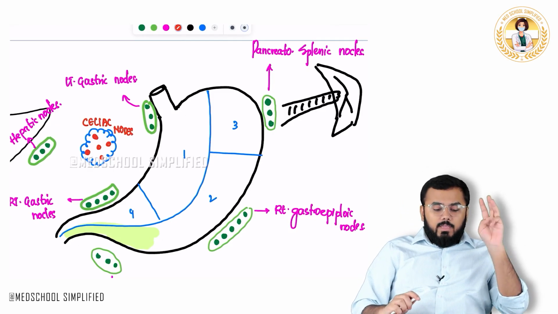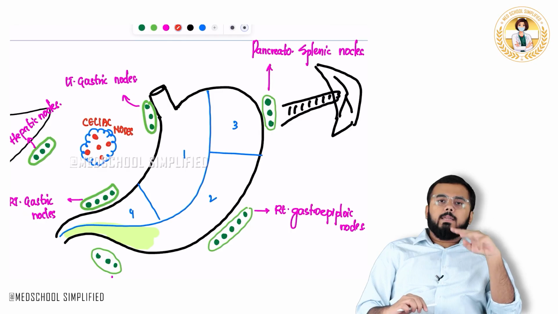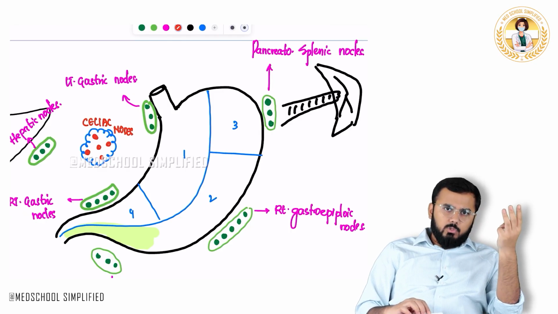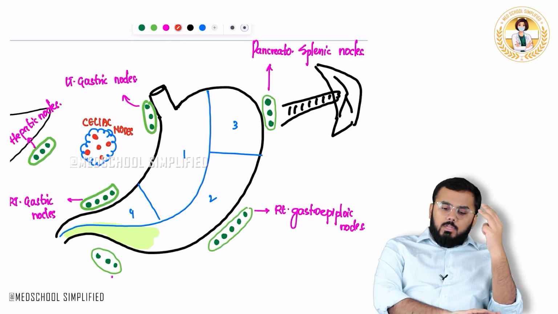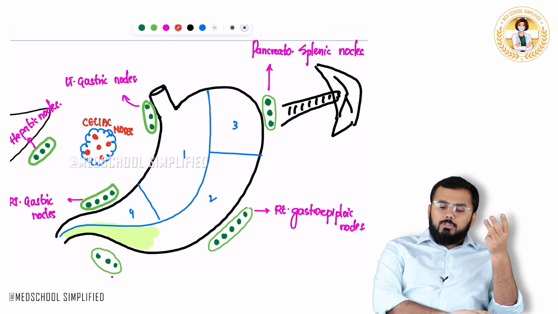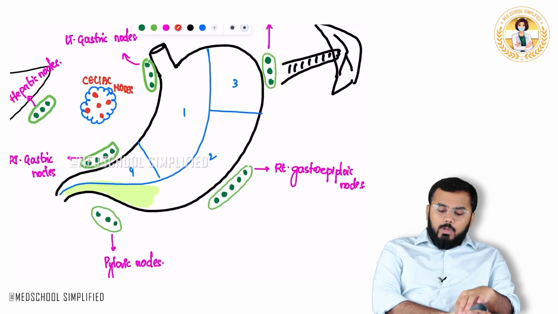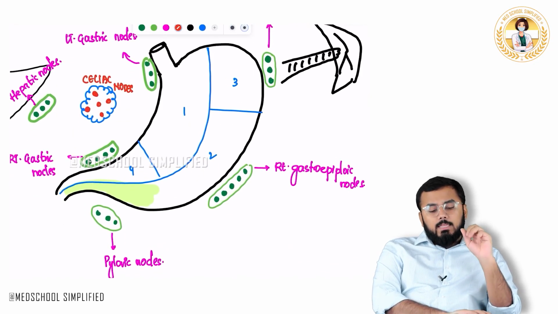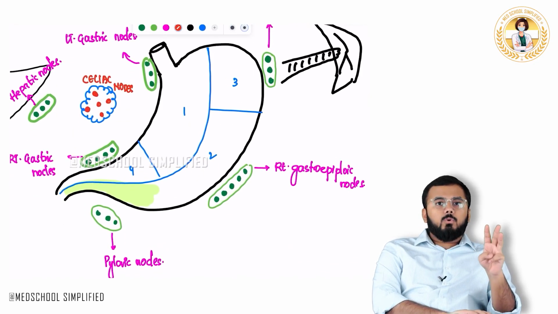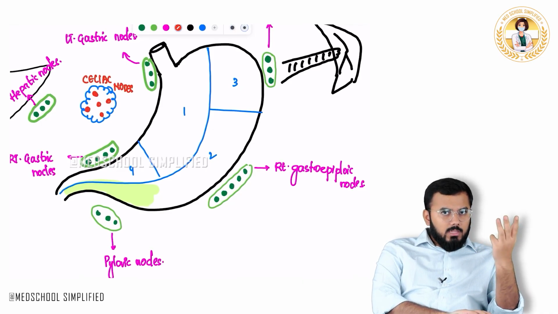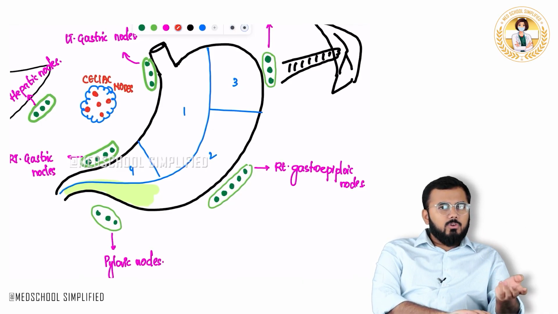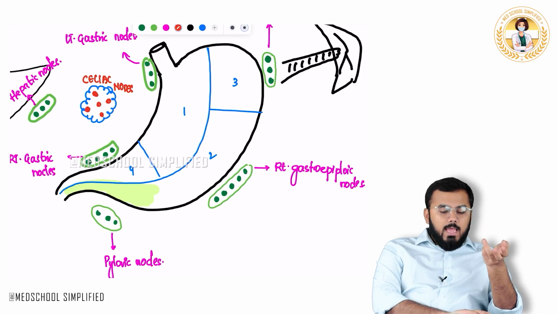So we have 3 types of lymph nodes on the greater curvature and 3 types of lymph nodes on the lesser curvature. The 3 types on the greater curvature are the pancreaticosplenic lymph nodes, the right gastroepiploic nodes, as well as the pyloric nodes. The 3 types of lymph nodes on the other side are the right gastric nodes, left gastric nodes, and hepatic nodes.